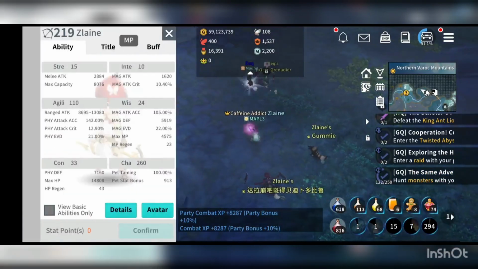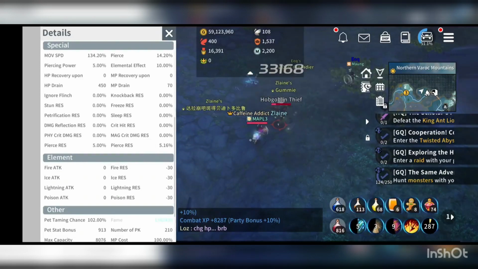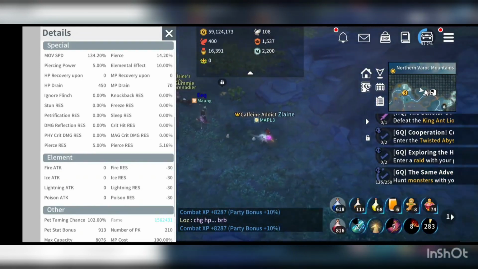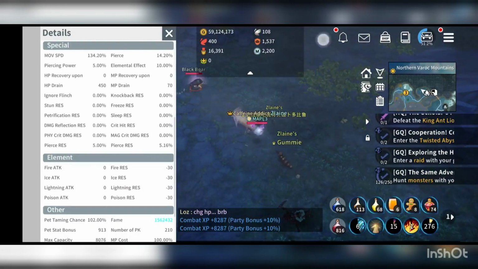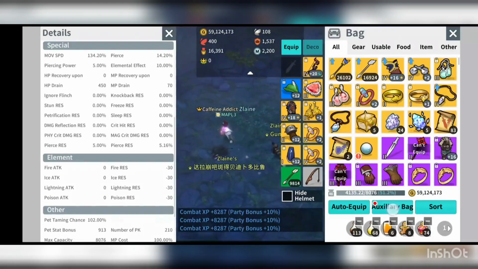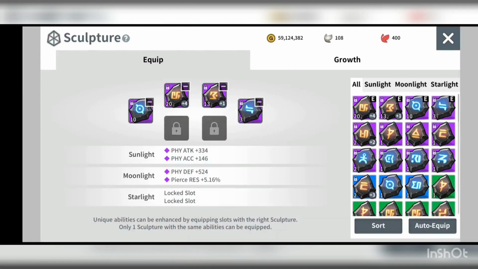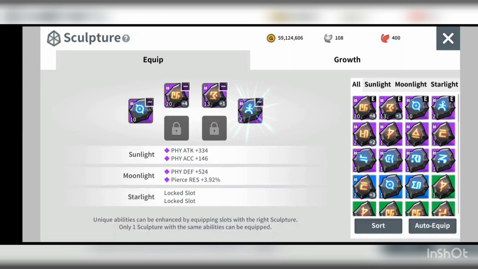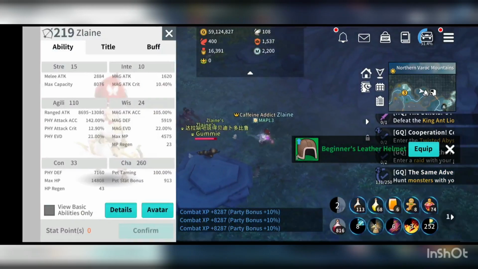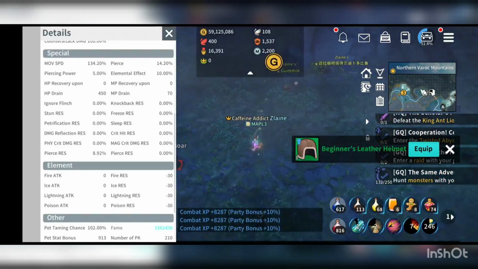5%, let me go back to the ability, scroll down, and you can see this one is actually the pierce power resistance. So this is the tenacity rune. Back to sculptures, this is the tenacity rune. It's actually meant for the pierce power, and of course the metal one, if we go back into details, you will see the metal one actually adds to pierce resistance, but not the pierce resistance power.